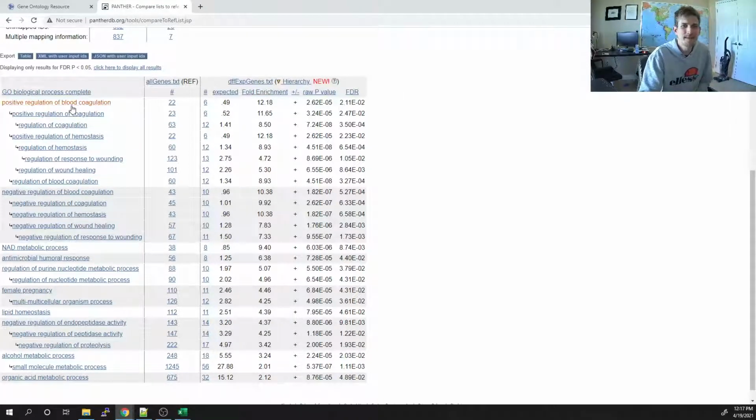And so again, we see the main terms and then the nested terms, right? Regulation of coagulation is a term. Positive regulation is a nested term. Positive regulation of blood coagulation. So these genes seem to be involved in blood coagulation, at least to some degree. That seems to be a general function. A lot of these terms are linked to homeostasis and coagulation of blood and response to healing.